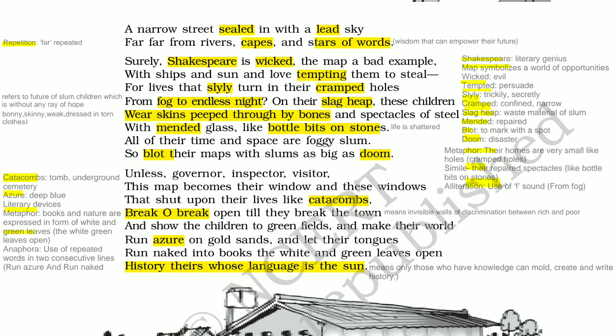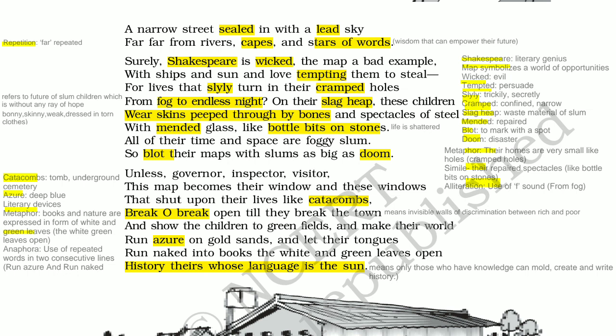Hello students, today we are going to continue with our poem An Elementary School Classroom in a Slum by Stephen Spender. In the last video, I explained the first two stanzas of the poem, and today we are going to do the remaining stanzas. So let's begin with our poem.